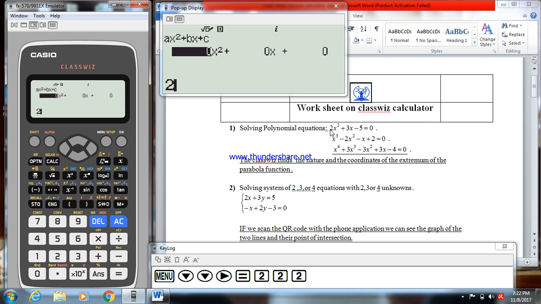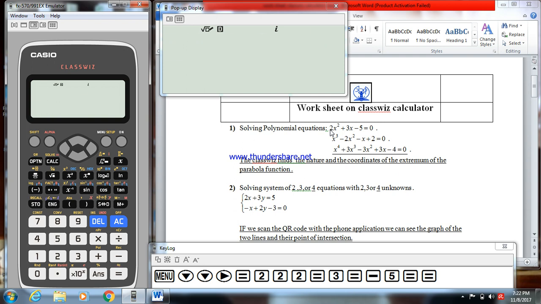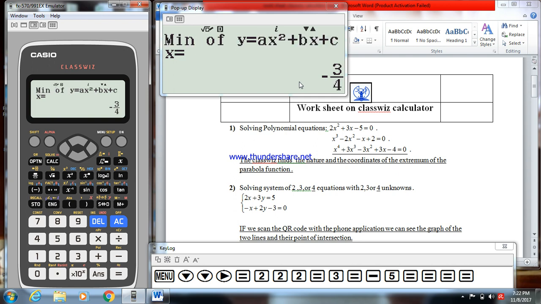Here we have 2, 3 and negative 5. By pressing equal, I get the solution. The first root x1 equals 1 and the second root x2 equals minus 5 over 2. If I continue by pressing equal, I get the abscissa of the minimum of the parabola, and with another equal, I get the y, the ordinate of the minimum of this parabola.